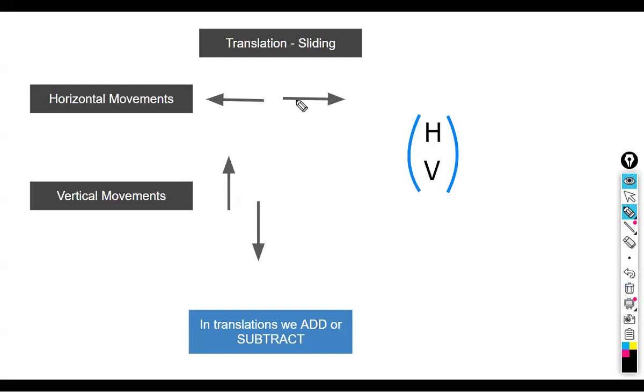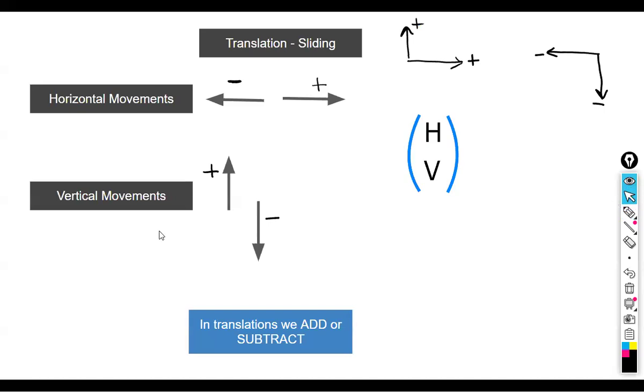The top value will always be horizontal. If you are dragging something to the right, the top value will be positive. If you're dragging something to the left, the top value will be negative. If you're dragging something up, the underneath value will be positive. If you're dragging something downwards, the underneath value will be negative. It's kind of common sense. Anytime you move to the right or up, it's positive. If you're moving to the left or down, those are negative values.